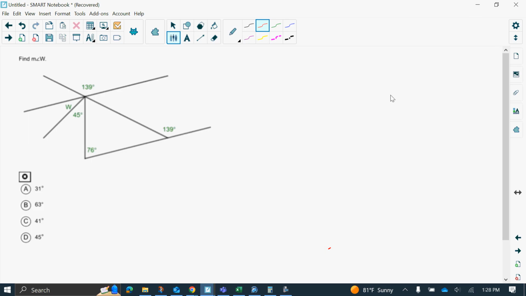Okay. So, in order to do this, we need to know this angle and this angle. Well, so we got to find x, we got to find y. Now, this angle here is an exterior angle to this triangle. So that means that x plus 76 equals 139. So x is equal to 139 minus 76.